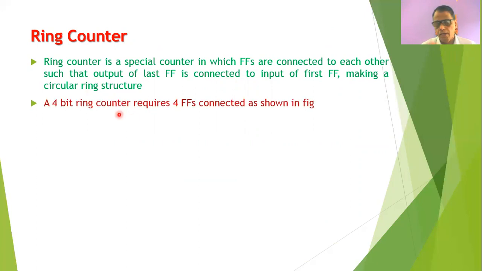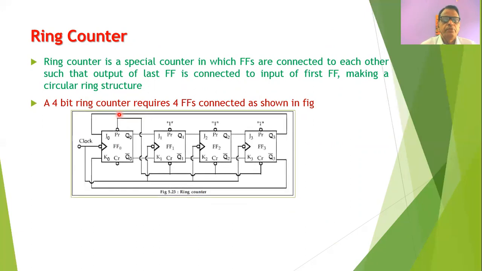Suppose you want to construct a 4-bit ring counter, then it is necessary that you have 4 flip-flops. Observe that the truth table of the ring counter is different from the regular truth table of the synchronous counters. So suppose I want to construct the ring counter, and this is a ring counter which consists of 4 flip-flops. So this is a 4-bit ring counter.